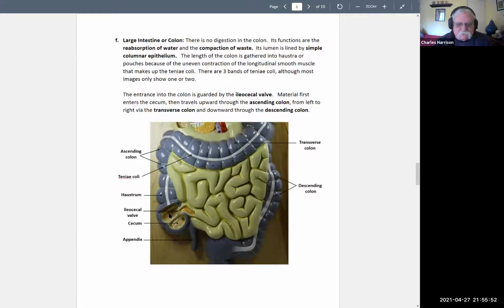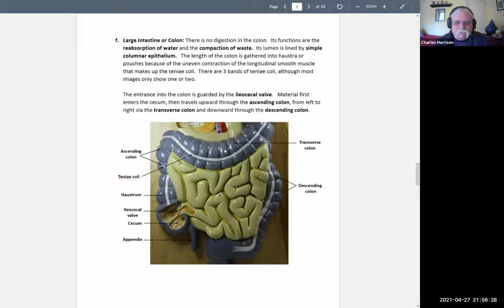Ileocecal valve enters here into the first part of the colon. I'm not going to ask you what the first part is, because some people will say cecum and some people will say ascending colon. I'm not going to get into that. The ascending colon goes up and then curves sharply. Where it curves here is the hepatic flexure. It's not written down here.